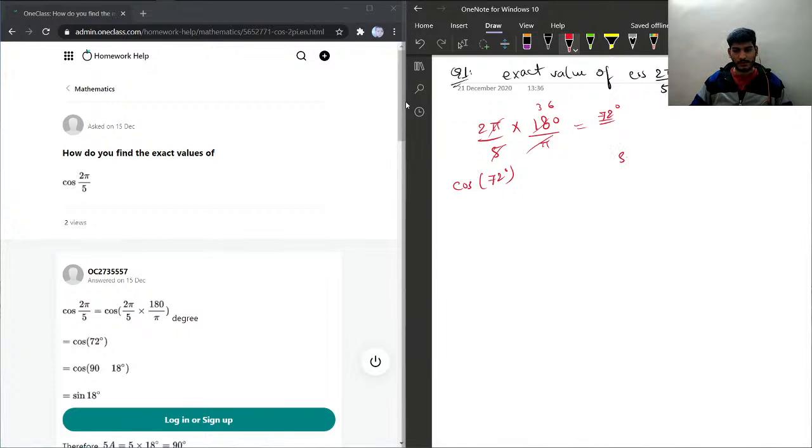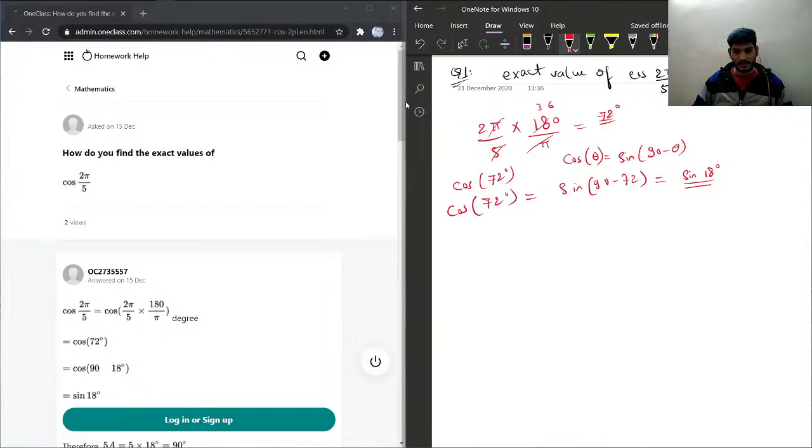I'm going to use the trigonometric identity for this. Cosine of theta is sine of 90 minus theta. So cosine of 72 degrees is sine of 90 minus 72. This will be sine 18 degrees.